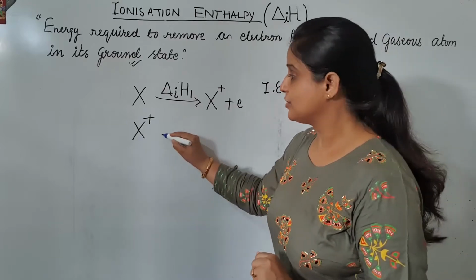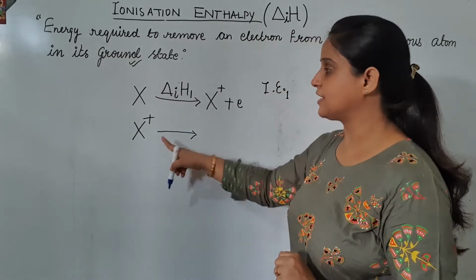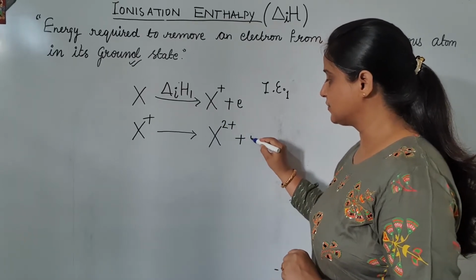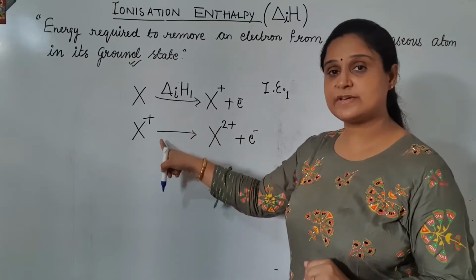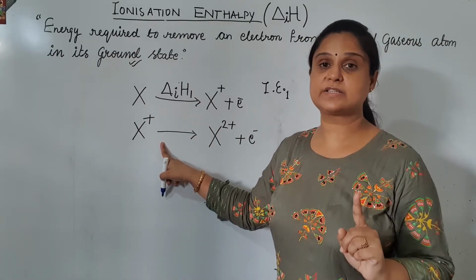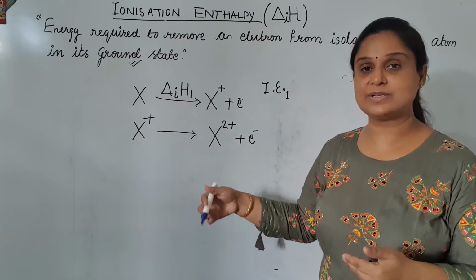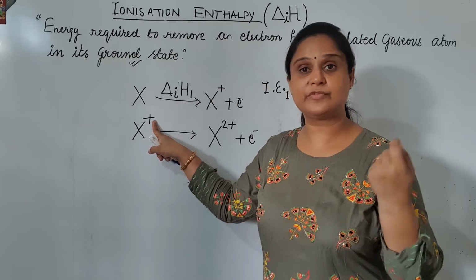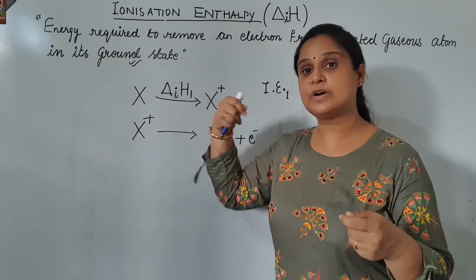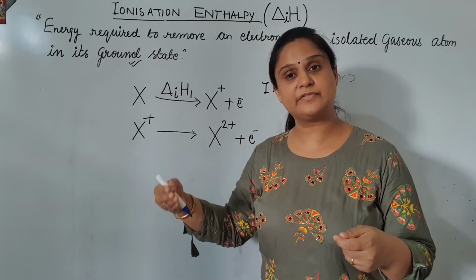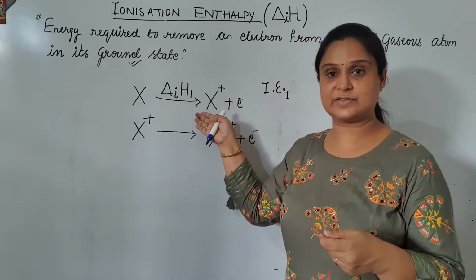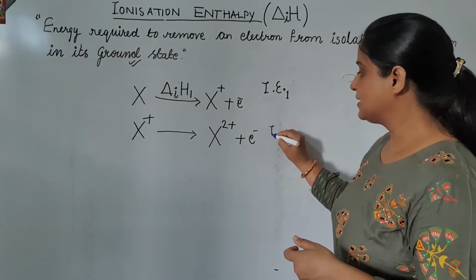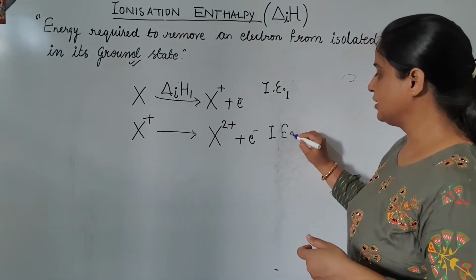So let us see the second step, that is we are removing one more electron from it. So what will happen to it? This will lose one more electron, and it will be a difficult task to remove the electron because it has already lost one. The nuclear charge effectively increases because you have removed one electron, and again you are removing one more electron. So it will be comparatively tougher than the first one. So do remember, this is ionization energy 2.